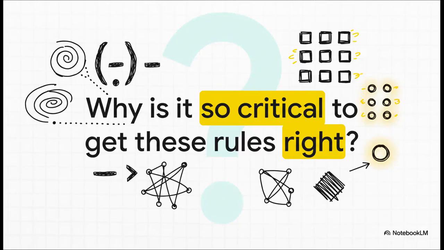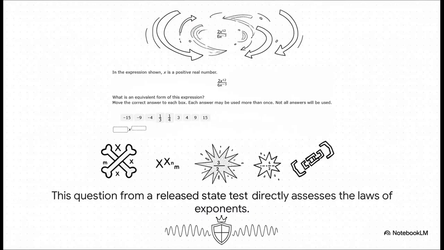So we've got all these rules about parentheses and negative signs, but you might be thinking, okay, why is it so important to get this right? Does it really make a difference outside of a few examples? Oh, it absolutely does. Look at this. This is a real question from a released Algebra 1 state test. You can see the laws of exponents are right there in the middle of it. This isn't just some random textbook problem. It's a fundamental skill you are absolutely expected to know.